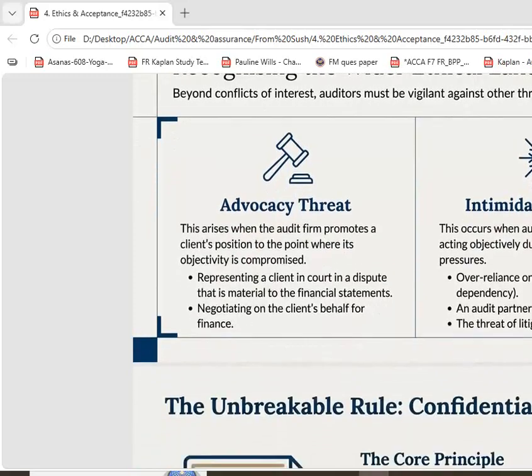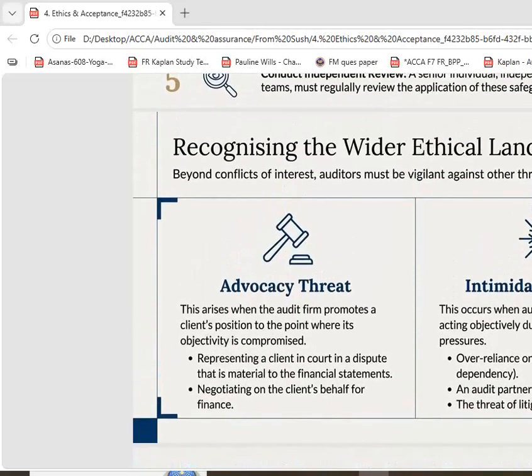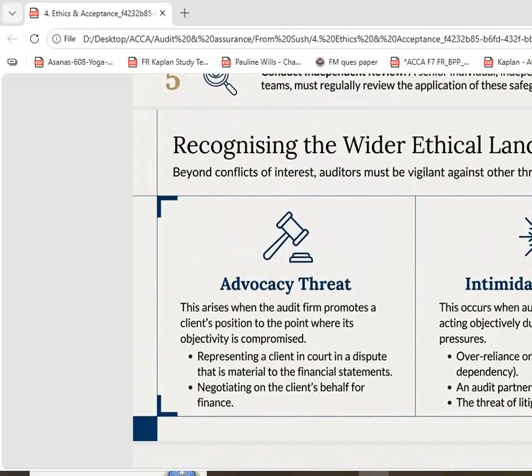Advocacy threats and intimidation threats. Advocacy threats arise when the audit firm promotes a client's position to the point where its objectivity is compromised. Examples: presenting the client in court in a dispute that is material to the financial statements, and negotiating on the client's behalf for finance. Intimidation threat. This occurs when auditors are deterred from acting objectively due to real or perceived pressures. Examples: over-reliance on a client's fees, dependency, an audit partner leaving to join the client, and the threat of litigation by the client.